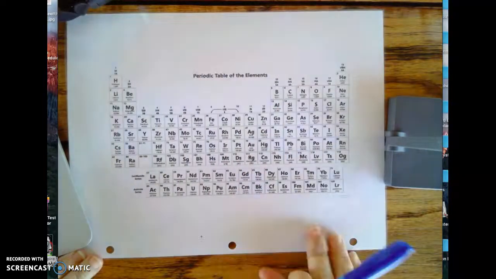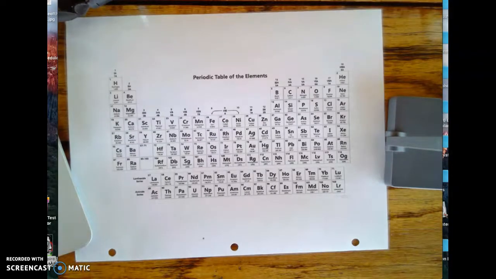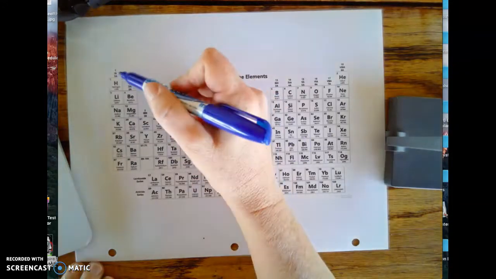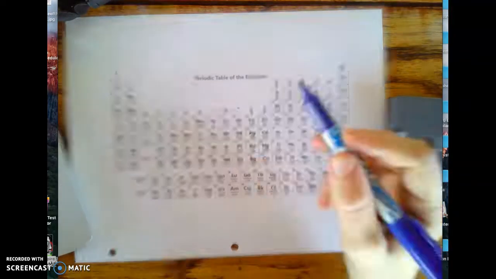Hey guys, I just want to make a quick video for you today going over the charges of the ions and how you use the periodic table to figure those out, just to make sure. I've had a couple of questions about this. So you'll remember the octet rule and the idea that atoms will tend to gain or lose electrons until they become like a noble gas.